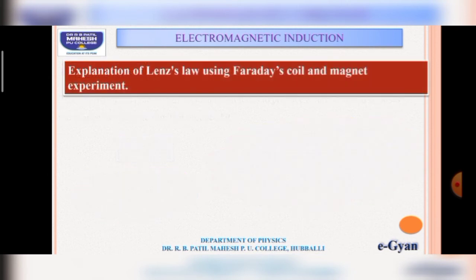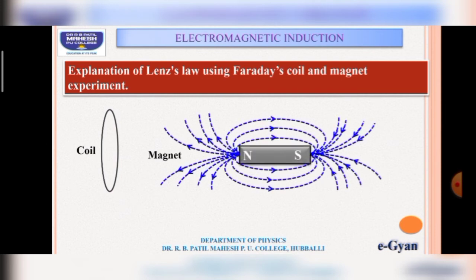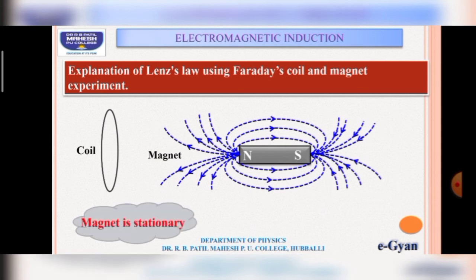Now, the explanation for Lenz's law. We are going to explain Lenz's law by using Faraday's coil and magnet experiment. Consider a coil and a magnet. The north pole of the magnet is facing towards the coil. Now the magnet is stationary, hence there is no change in magnetic flux. If there is no change in magnetic flux, no current is induced in the coil.